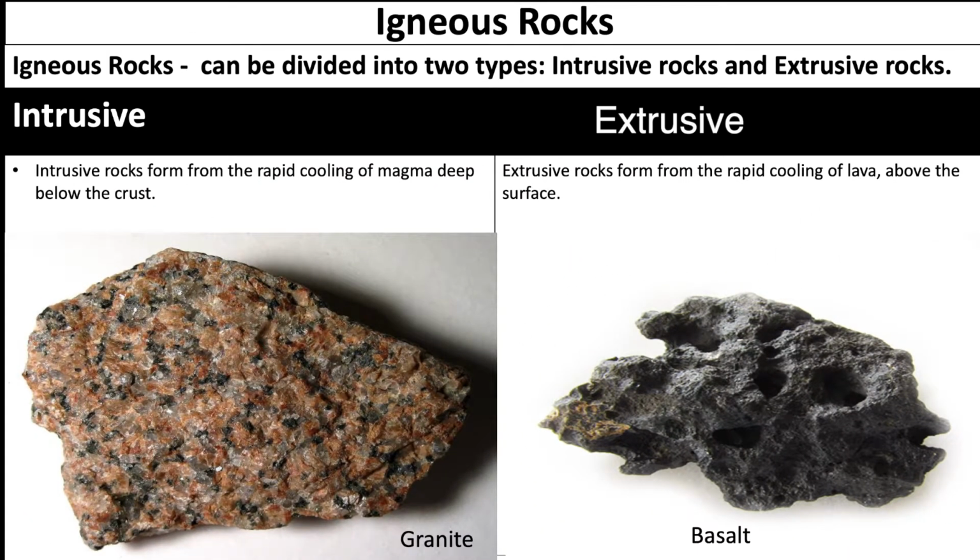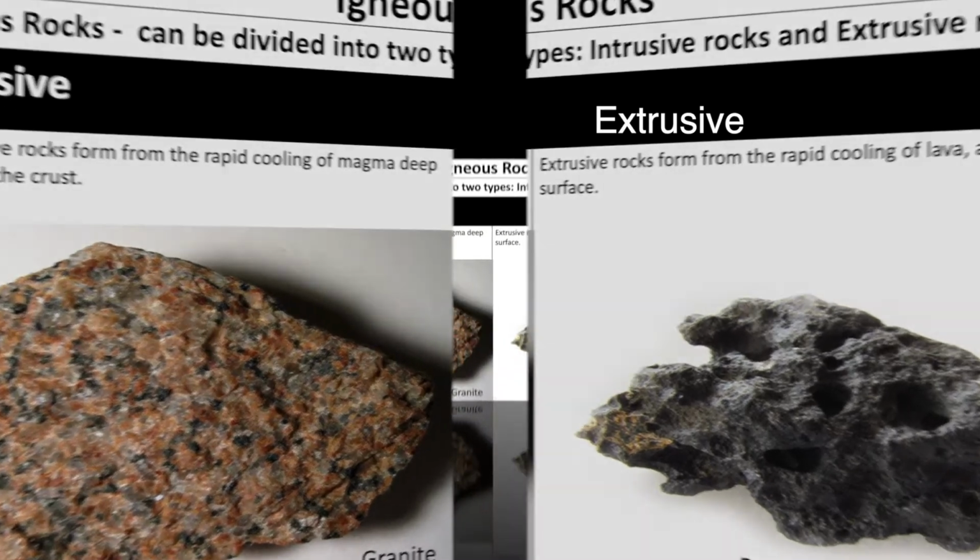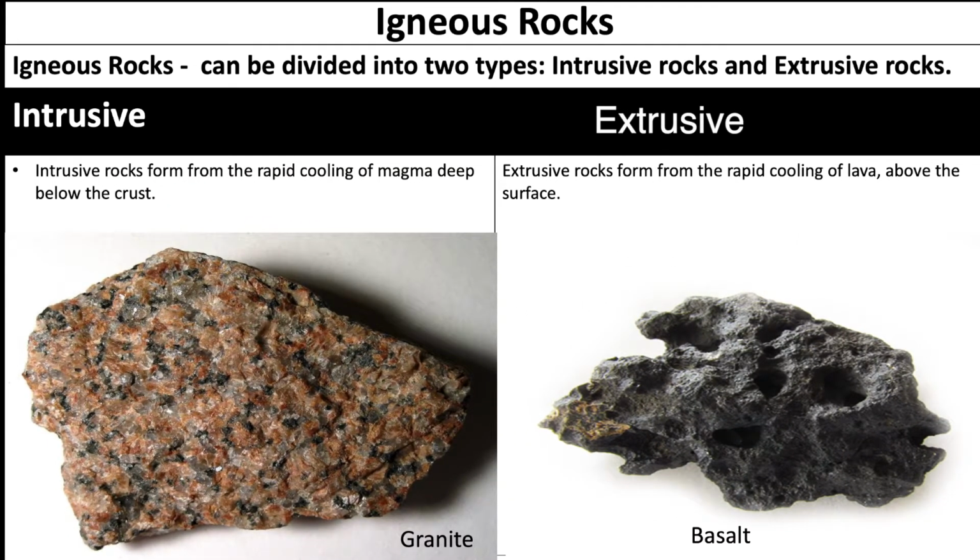Extrusive rocks. Extrusive rocks form from the rapid cooling of lava above the surface. The image to the right shows a picture of the rock basalt, which is an extrusive rock made up of minerals such as feldspar and pyroxene. Basalt is formed above the surface.